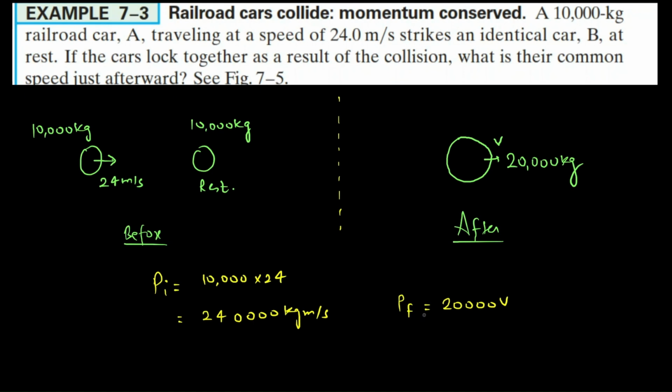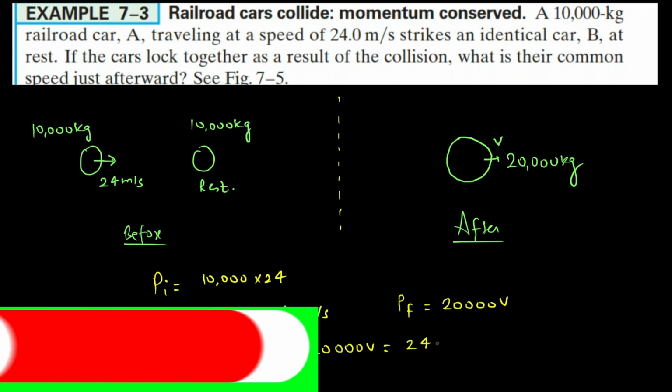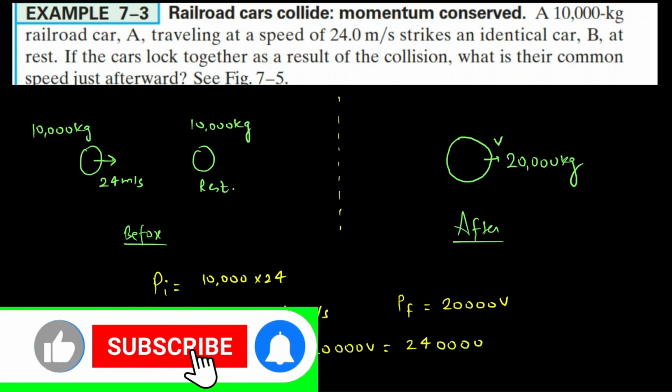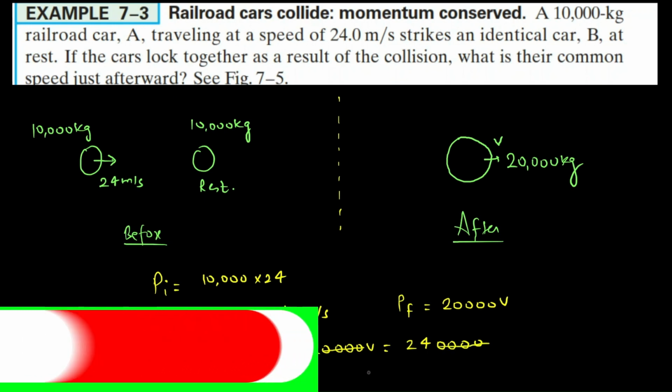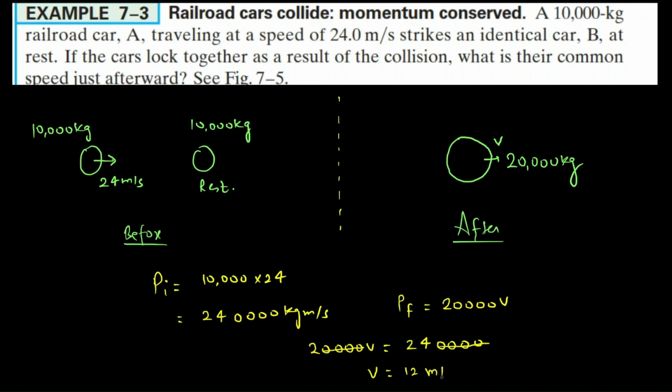All right, okay, this makes sense. So momentum is conserved, so this means that the final momentum, as in 20,000 v, is equal to initial momentum, which is 24 followed by 4 zeros. So 1, 2, 3, 4, 1, 2, 3, 4, this is gone. And dividing both sides with 2, I have v as 12 meters per second. That is the velocity of the couple just after colliding. Does that make sense?